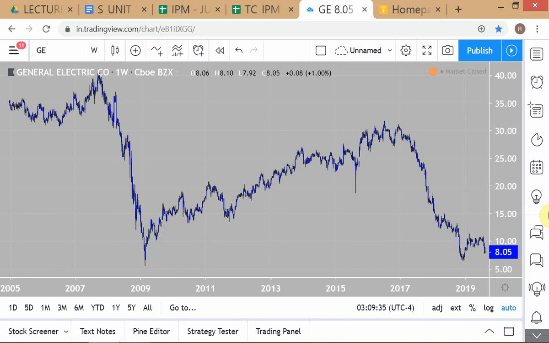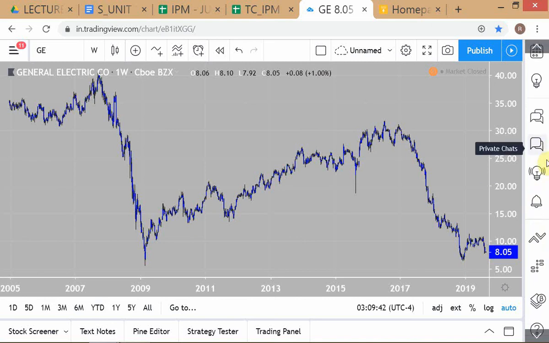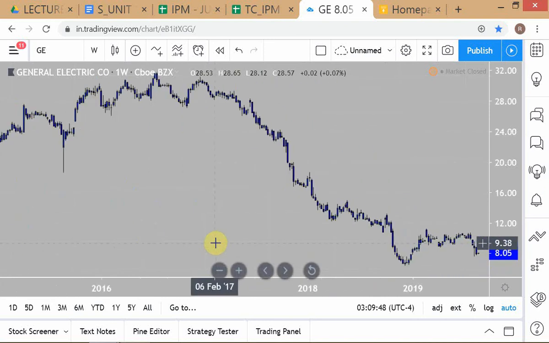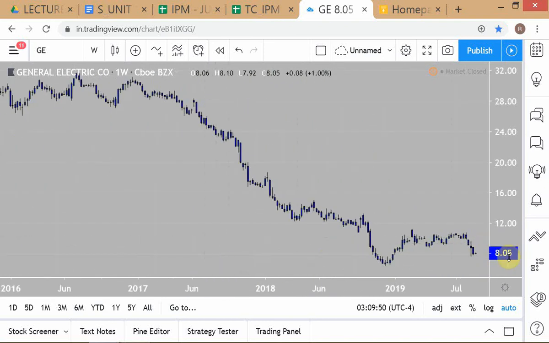General Electric is one of the most famous companies in the world, but it has been subjected to allegations about accounting improprieties. So now General Electric is basically down. Let's assume that we don't see this, and we only see this. So I'm looking at a long downtrend.